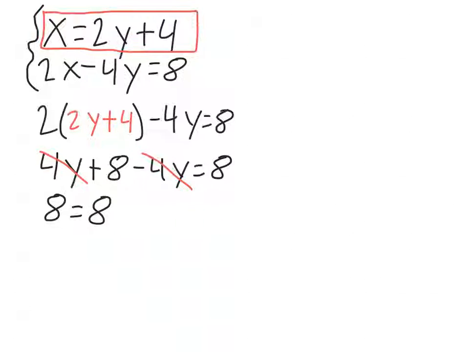If you try to solve the equation and your variables disappear, you end up with one of the special cases. So if you get a number equal to itself, the special case is going to be infinitely many solutions.